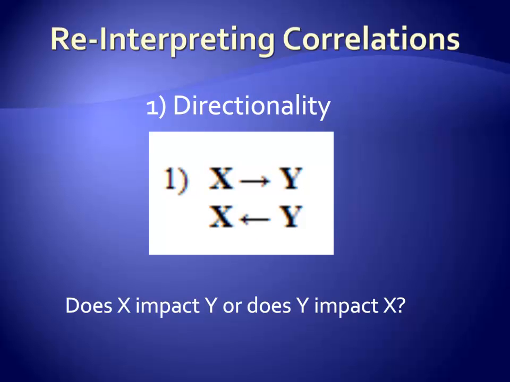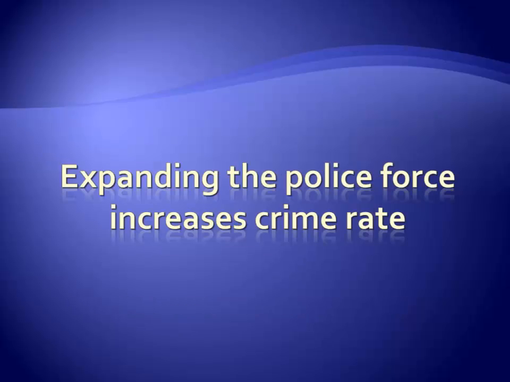The first way to reinterpret a correlation relates to directionality. This means that a strong correlation between X and Y could mean that X causes Y, or it could also mean that Y causes X. For example, there is a strong positive correlation between the size of the police force and the crime rate, which could lead one to believe that expanding the police force increases crime rate. However, this strong positive correlation doesn't necessarily mean that employing more police officers produces more crime.